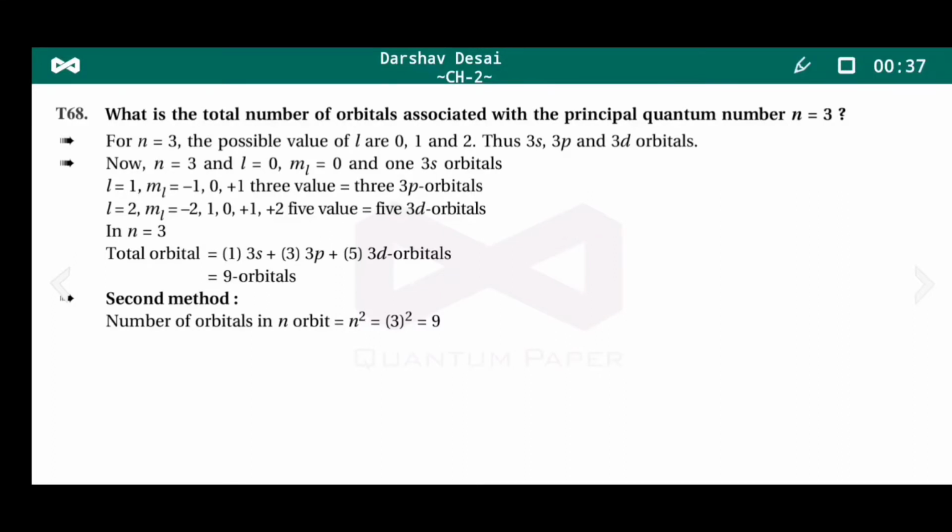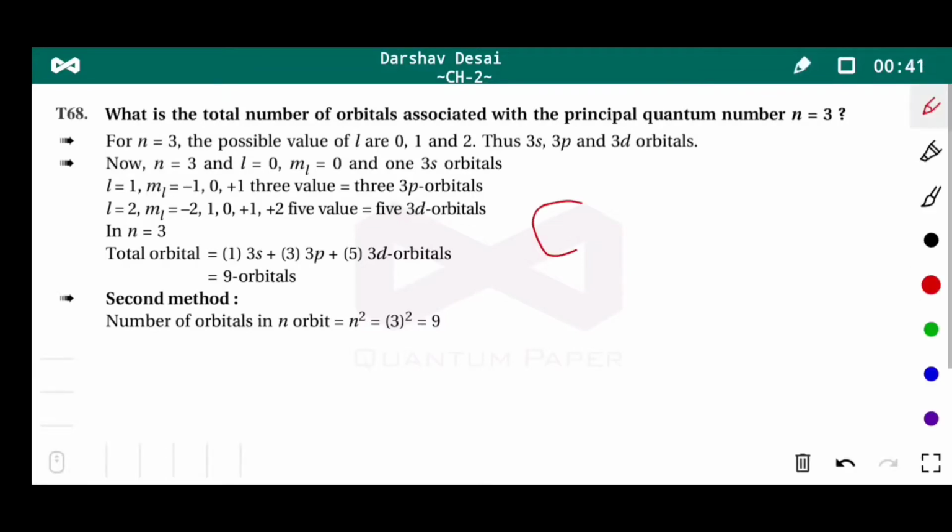So first question is example 2.17. It is an NCERT solved example. What is the total number of orbitals associated with the principal quantum number n equal to 3? Here I explain two methods. You can apply any of these in your exams.